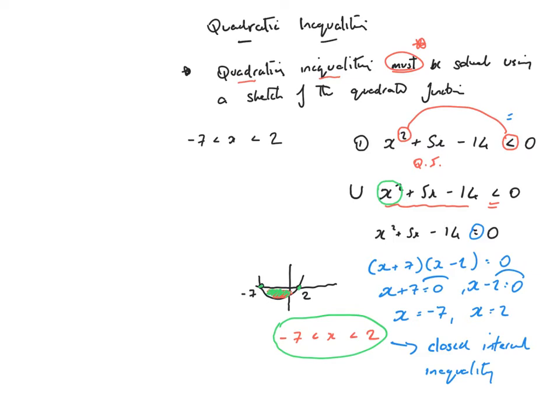If I look at that first bit, minus 7 is less than x. That means x must be more than minus 7. It's just saying the same statement but back to front. So minus 7 is less than x, which means that x must be more than minus 7. As well as that being the case, we also know that x is less than 2.